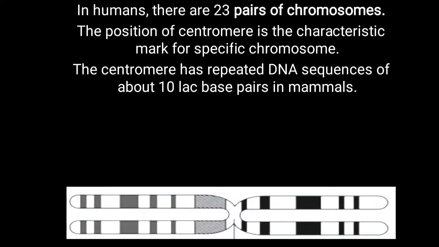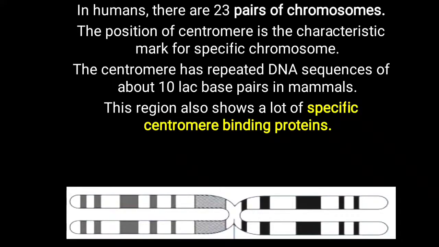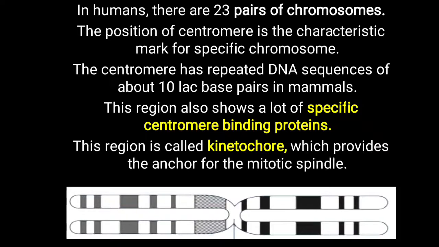The centromere has repeated DNA sequences. It has one particular characteristic: it has particular nitrogenous base pairs, but these base pairs are highly repeated over the centromere, about 10 lakh, that is one million, base pairs in mammals. This region also shows a lot of specific centromere binding proteins, and these binding proteins help in the attachment of the chromatin fiber. This region is called the kinetochore, which provides the anchor for the mitotic spindle.